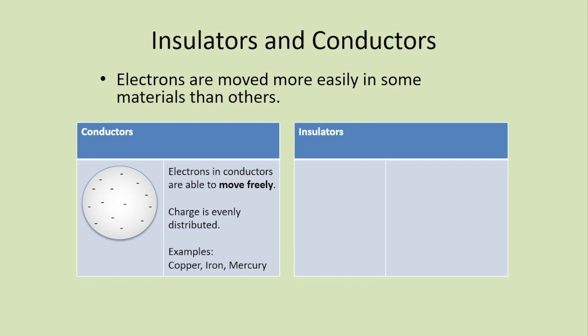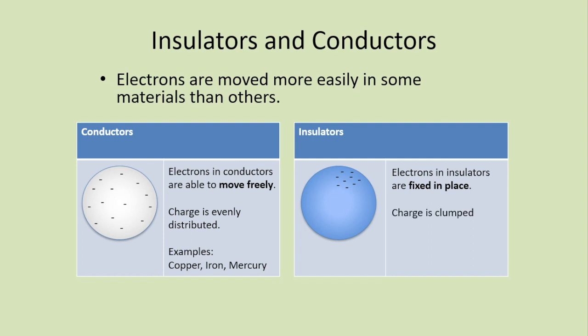Now let's take a look at an insulator. An insulator might look something like this, where instead of these charges flowing easily throughout it, these charges are clumped together. In other words, these charges are stuck in a fixed place. Some examples of a good insulator could be rubber, glass, or wood.